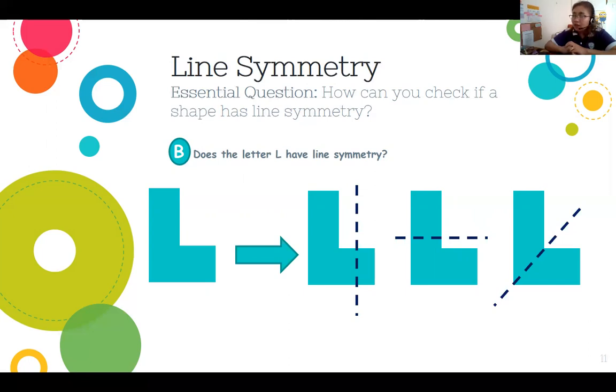For the diagonal, at first, you might say that it's exactly matching one another. But I want you to look carefully at how we are writing letter L. The one at the bottom part is much shorter compared to the upper portion of our letter L. Therefore, if we will try to apply a diagonal line, similar to how it was applied here on the screen, it will not create a line of symmetry.